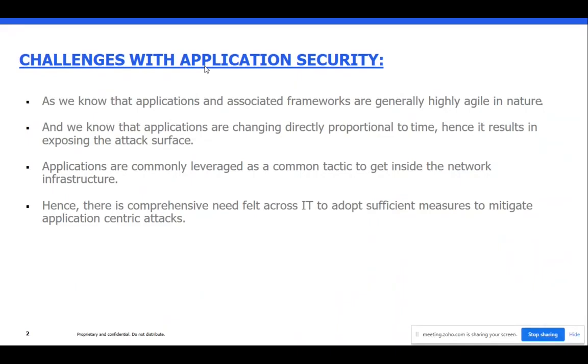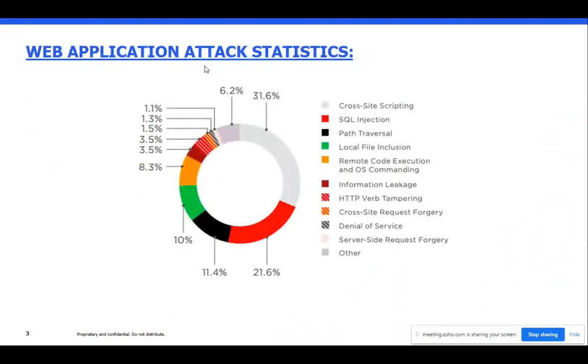For that reason, it is very important that IT adopts sufficient measures and has a proper solution in place to block certain kinds of application-centric attacks. Some statistics, from the application perspective: we are going to talk about web applications very specifically today. If you see the attack statistics today, web applications are vulnerable to different kinds of attacks. Some common known attacks are cross-site scripting, SQL injection, path traversal attacks, file inclusion attacks, and so on.